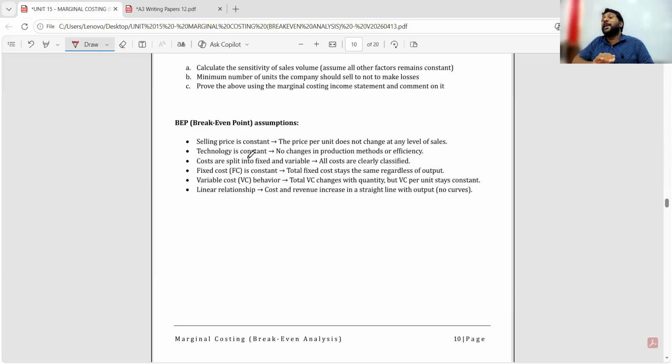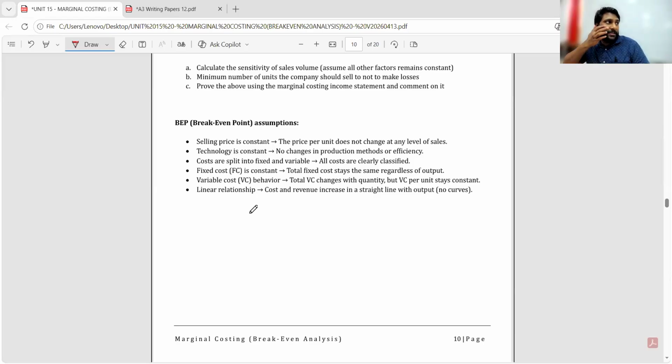We are assuming selling price is constant. Technology is constant. No changes in the production methods or efficiency. Always the cost is split into the variable and fixed. And the fixed cost is constant. Variable cost changes with the quantity and the variable cost per unit remains constant.